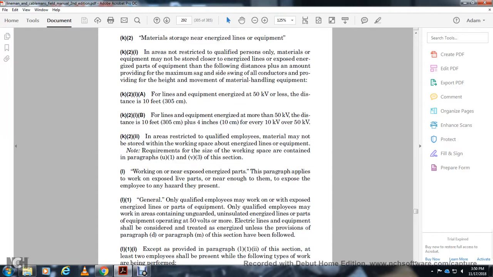In general, only a qualified employee may work on or with exposed energized lines or parts of equipment. Only qualified employees may work in areas containing unguarded, unisolated energized line parts of equipment operating at 50 volts or more. The electrical lines and equipment should be considered energized unless the provisions of paragraphs D through M of this section are followed.